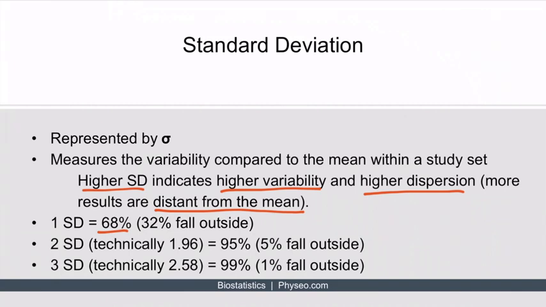What I want to draw your attention to now is that if one standard deviation encompasses 68% of the data, that means that 32% of the data fall outside of one standard deviation. Likewise, if 2 standard deviations encompass 95%, then 5% of the data will fall outside. Same applies for 3 standard deviations. 1% will fall outside 3 standard deviations.